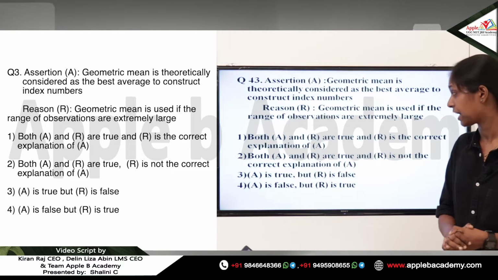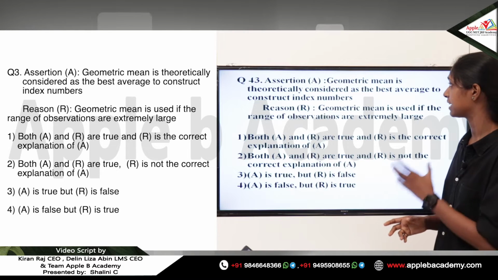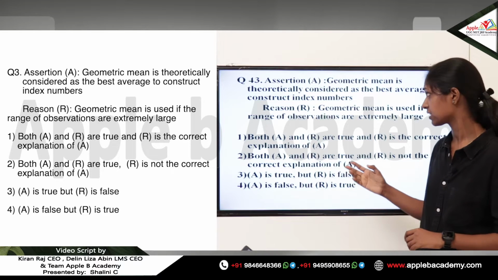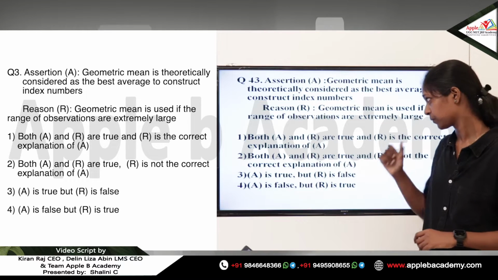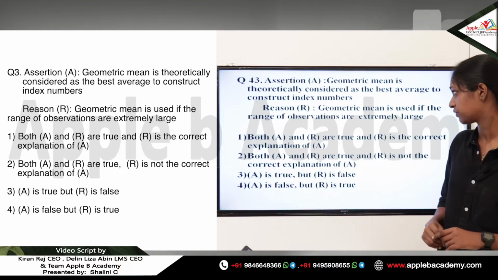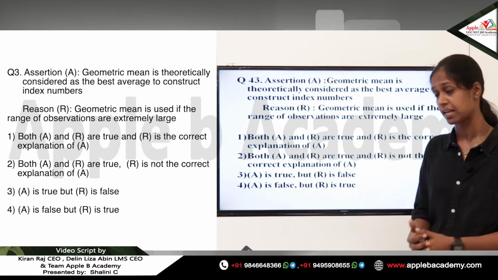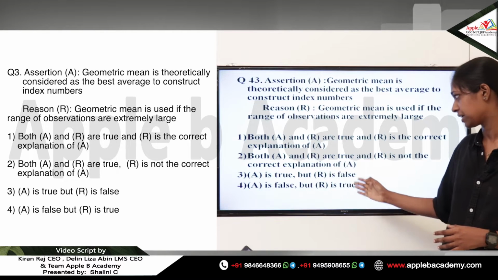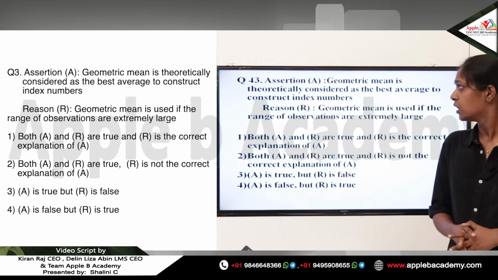Next question, we have an assertion reason question. The assertion states that geometric mean is theoretically considered as the best average to construct index numbers, and the reason says geometric mean is used if the range of observations is very large. Option 1: if both are true and R is the correct explanation of A. Option 2: if A and R are true and R is not the correct explanation of A. Option 3: if A is true but R is false. And option 4: if A is false but R is true. So we have to look into this.